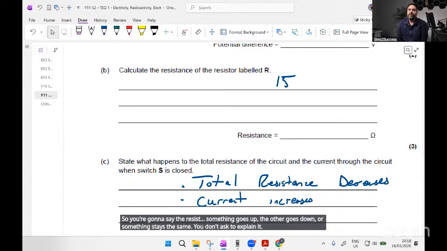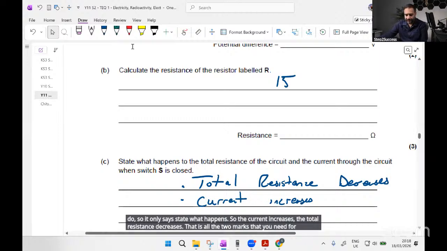It's very important that when you read these questions, you don't do more than what it asks you to do. So it only says state what happens. So the current increases, the total resistance decreases. That is all the 2 marks that you need for that, for just stating it.